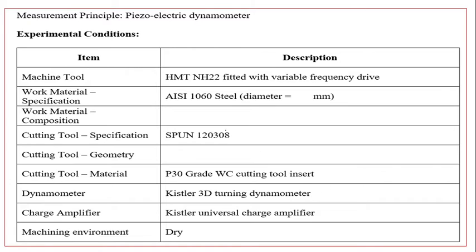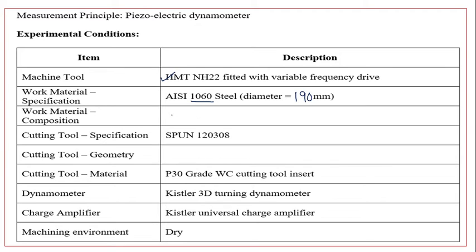This is the experimental condition. We are going to conduct this in an HMT NH22 lathe fitted with a variable frequency drive. The workpiece is AISI 1060 steel. Diameter, I believe, is 190 millimeter. Please look at the demonstration video, where you would be able to get it.